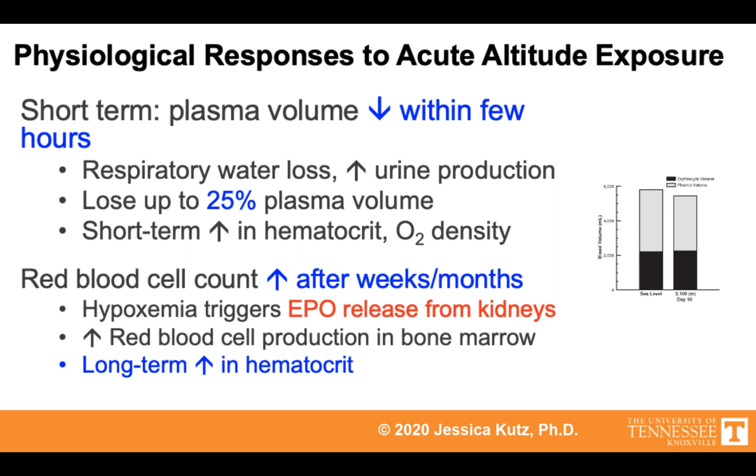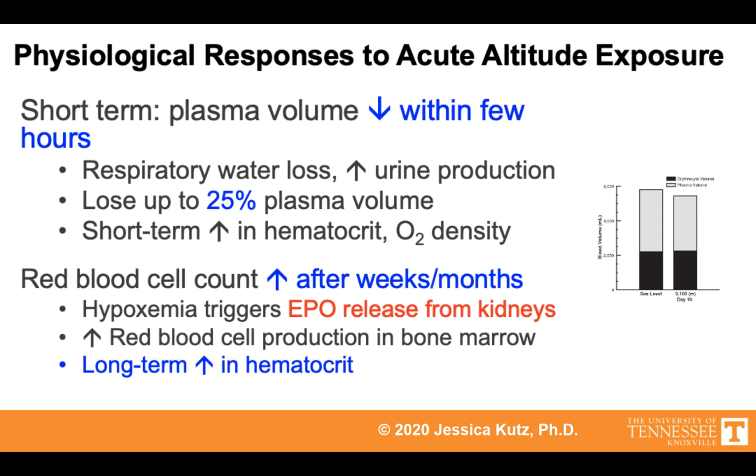This should be concerning if you're thinking about the Fick equation, because if our blood volume goes down, that means our stroke volume is down, and our overall exercise capacity has also gone down. Now, what you will notice is that hematocrit will increase because of this.